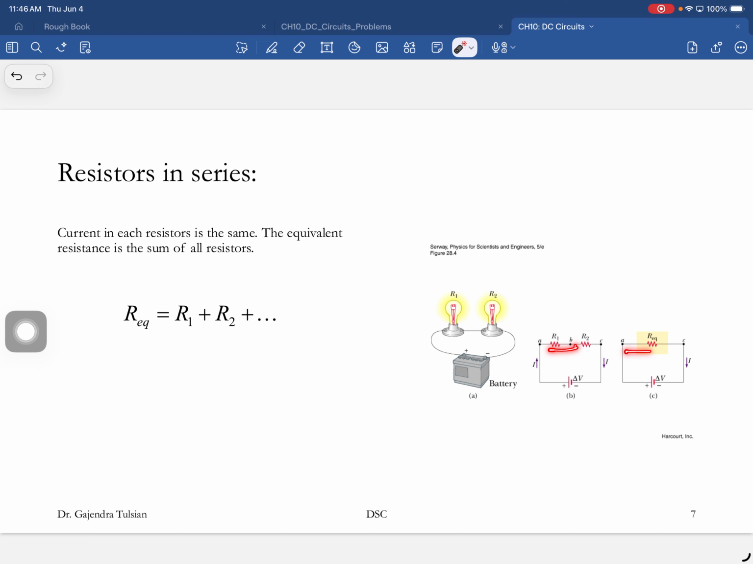All right. So here are resistors in series. So when you connect bulbs like this, they're connected in series. And the total resistance is just the sum of the resistors. Okay? When you connect elements like this to a battery, the current flowing through the resistors is the same.